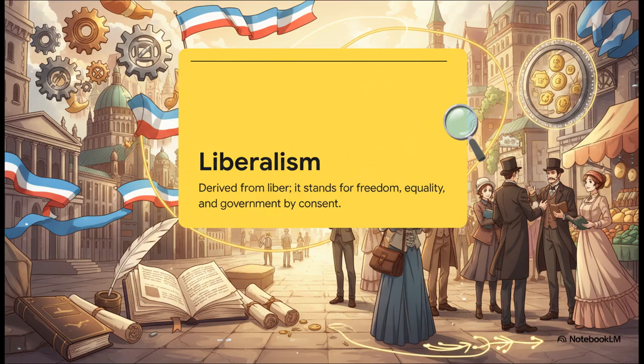Derived from the Latin word for free, it stood for individual freedom, equality before the law, and government by consent. Politically speaking, it meant having a constitution and a representative parliament. Economically, it meant free markets and abolishing annoying state-imposed restrictions on trade. Basically, nation-building and liberal freedoms were two sides of the exact same coin.